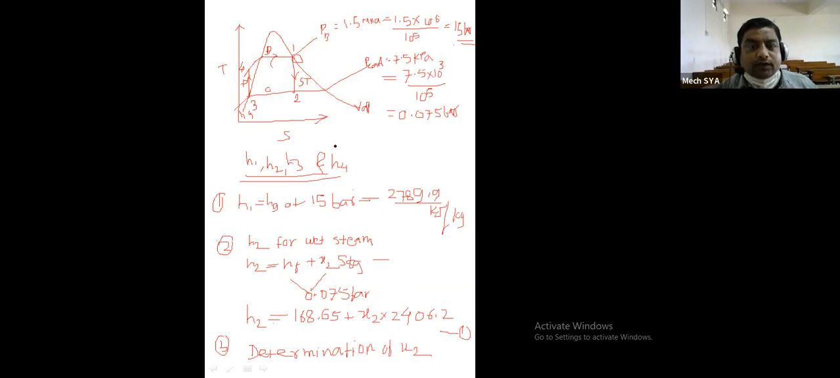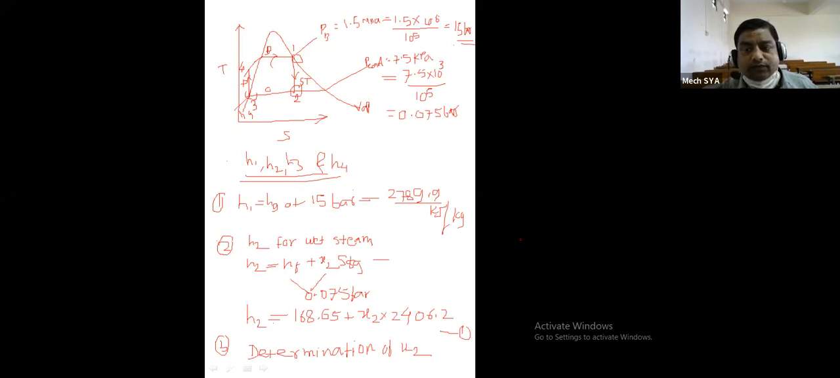For that, if you see the formulas of all these, we have to calculate the enthalpies at the respective points. In the Rankine cycle polygon 1, 2, 3, 4, 1: at point 1 we have to calculate enthalpy H1, at point 2 enthalpy H2, at point 3 enthalpy H3, and H4. So we want to calculate the enthalpies H1, H2, H3, and H4, and accordingly we have started.